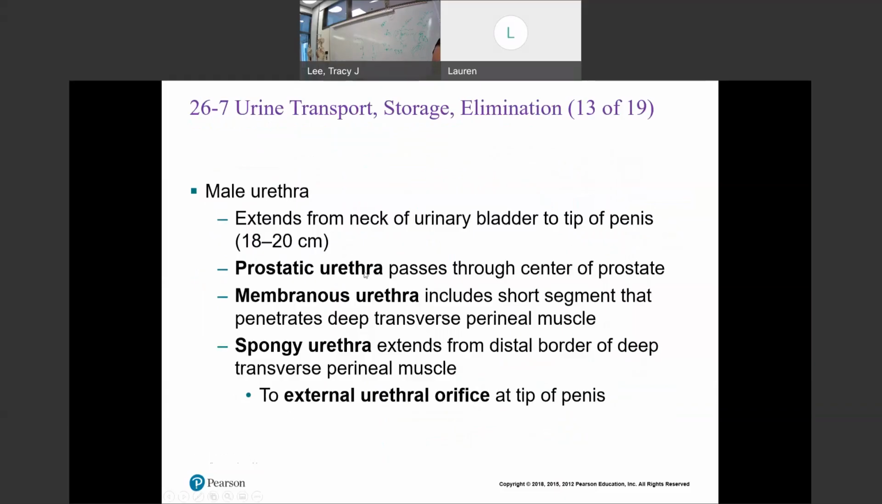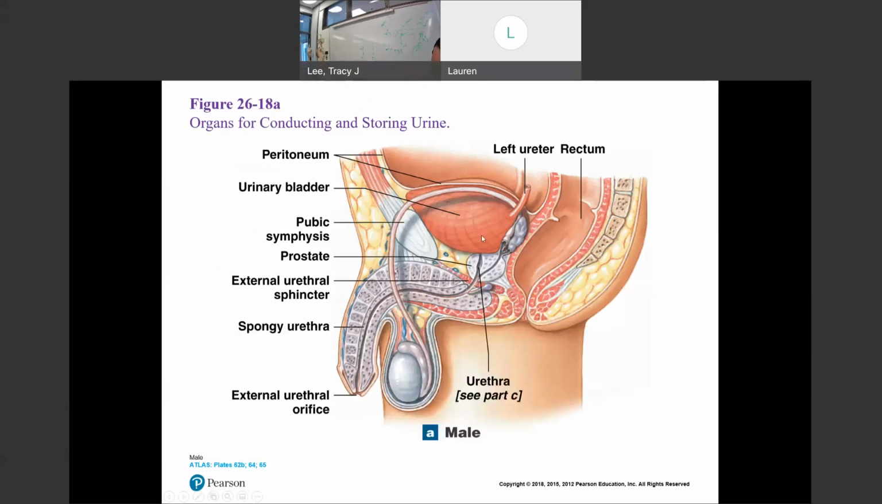You guys feel good about this in the male urethra? You guys know the prostatic, membranous, spongy urethra. All right, and this would show it here. Here's my bladder, here's my prostate gland. This would be my prostatic. Here's my membranous. Which gland is this? Yeah, bulbourethral or Cowper's gland. This is my canned peanuts right here. And then this would be my spongy urethra.